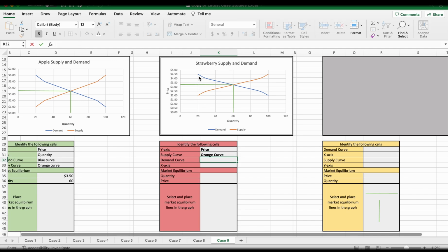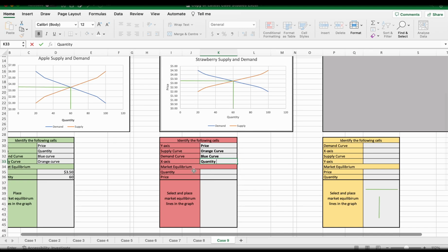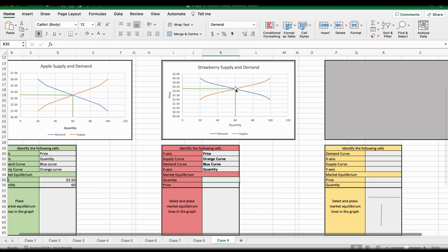Demand is going to be the blue one, and the x-axis is going to be the quantity. Now, for quantity and price for market equilibrium, based on the green lines and the intersection point, we can tell that the quantity is going to be 60, and price is going to be 3.25.